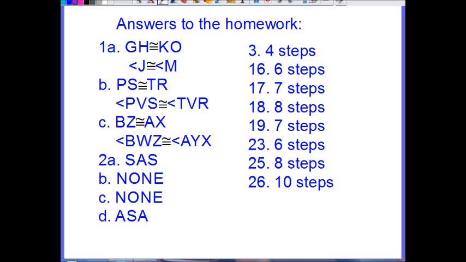Now hopefully this lesson wasn't too painful for us, because this is just the beginning of our triangle proofs. Here's the answers to our homework. If you have any questions, please make sure you make note of it, and make sure you ask me tomorrow. And as always, have a good one.